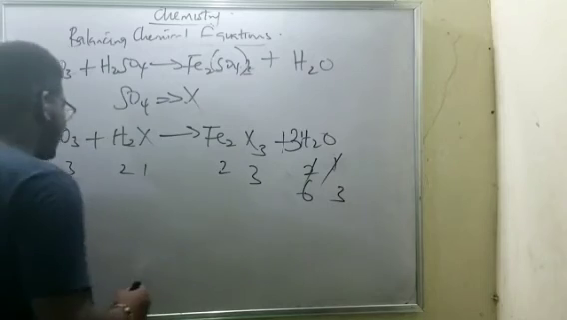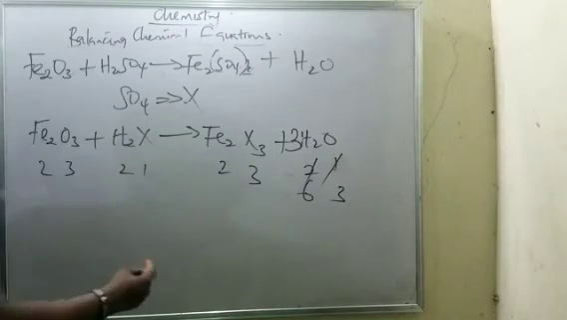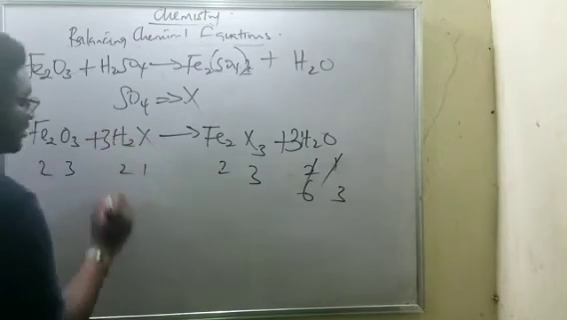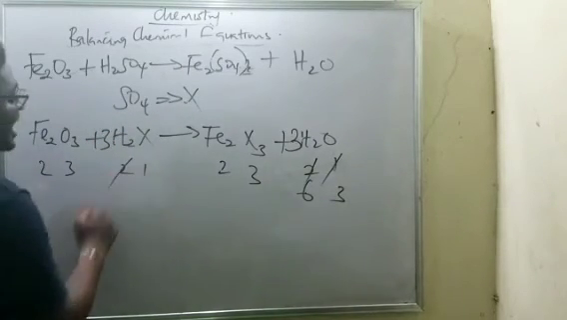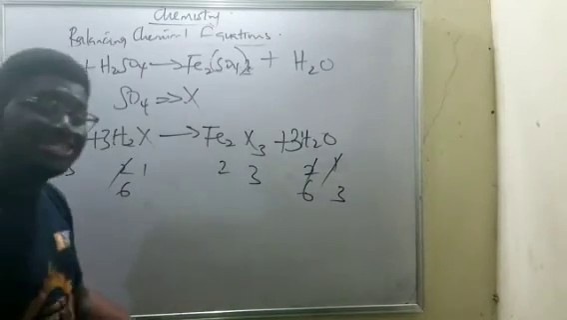So how do I do that? The best way to do that is by making it multiple. I'm trying to make up to 6. What will I multiply by 2 that will make hydrogen 6? That is 3. So if I multiply this by 3, hydrogen is no longer 2, hydrogen becomes 6. So yay, hydrogen is balanced.